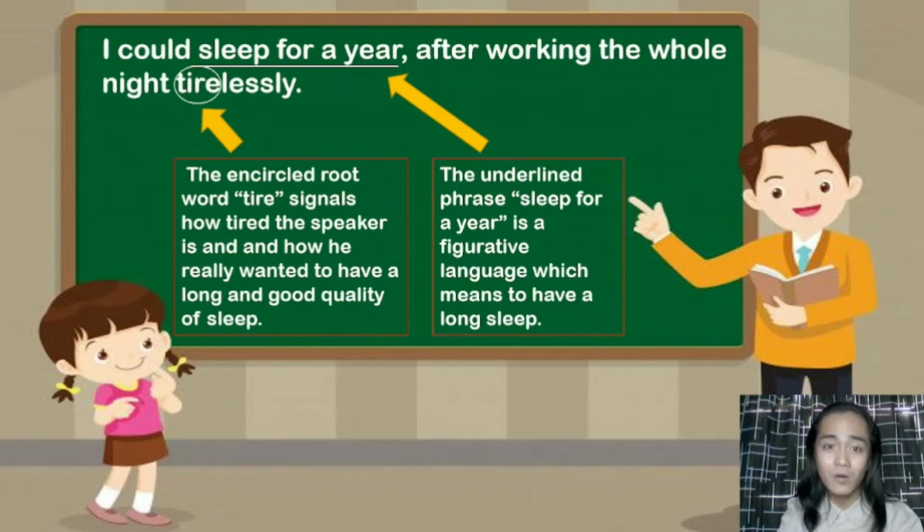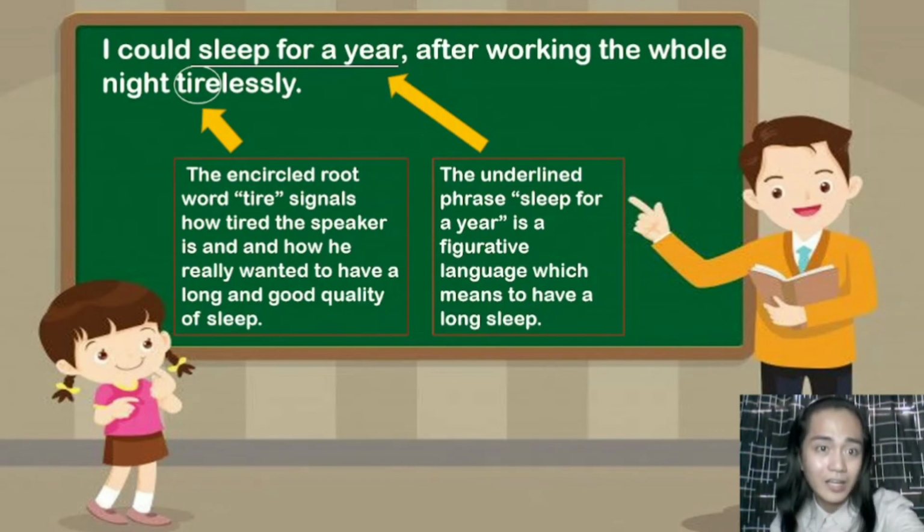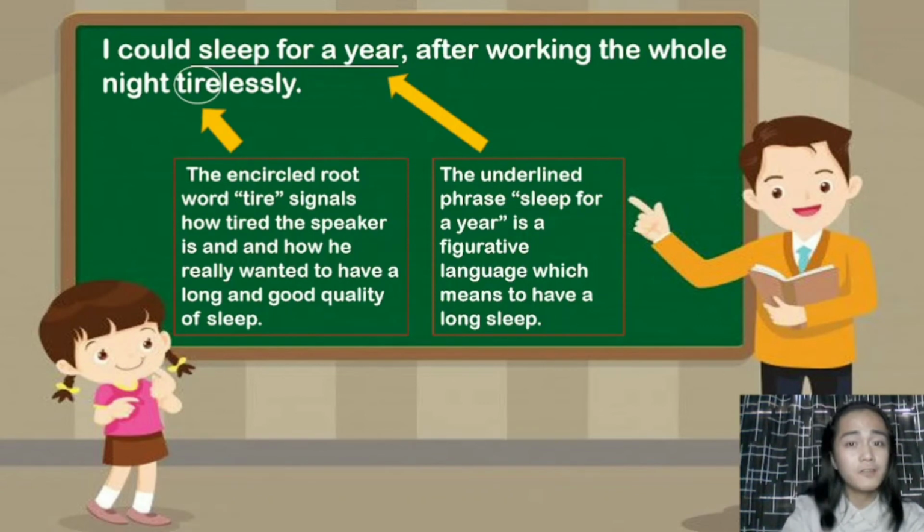Now, did you see the difference of the affix and roots? Yung root, ito yung root word, tire. But because of affixes, we added less. Okay, tireless. We add less, so nag-form ng new word. But the root word niyan is tire. Signal siya na sinasabi na yung tao, pagod na pagod siya.